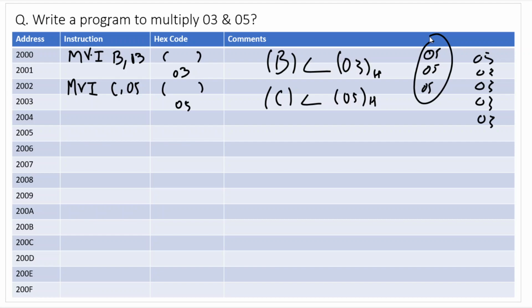Now the number of loops will be less if we are adding 05 3 times. The loops will be only 3, so the execution time will be less. With 03 being added 5 times, the execution time will be more. So we'll be adding 05 3 times. We'll be adding this content to the accumulator. Now before doing that, we need to make sure that the accumulator is carrying 00.